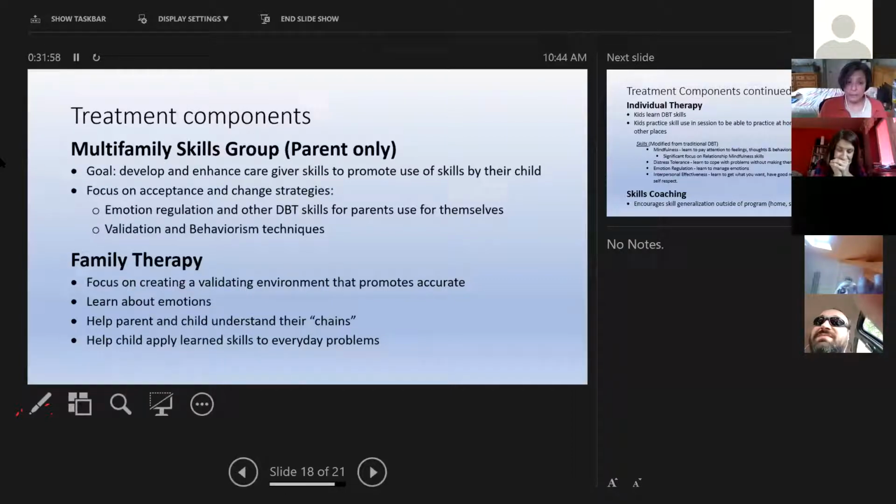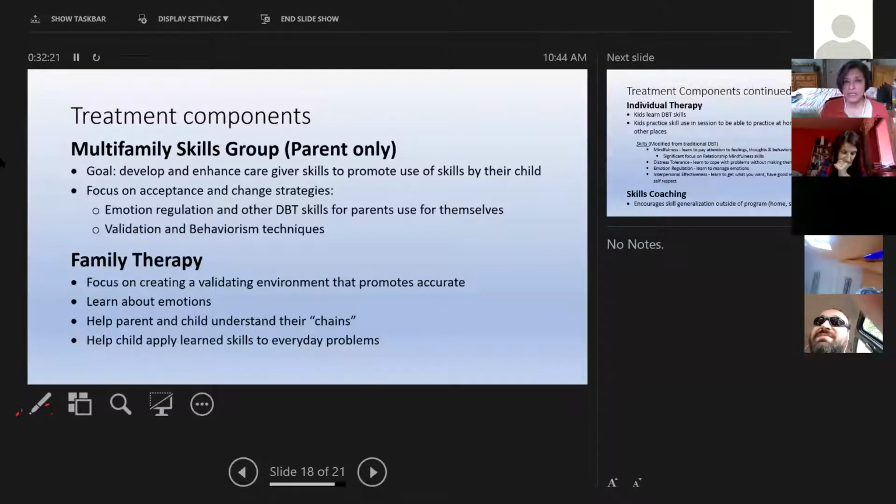We implement family therapy, and in our program, the family therapist and the individual therapist is the same person. We focus on really how to create a validating environment that promotes accurate expression with the child. We do a lot of talk in families about learning about emotions.